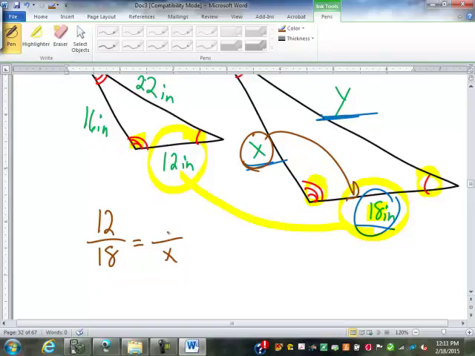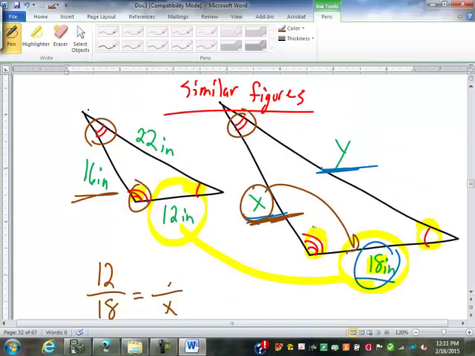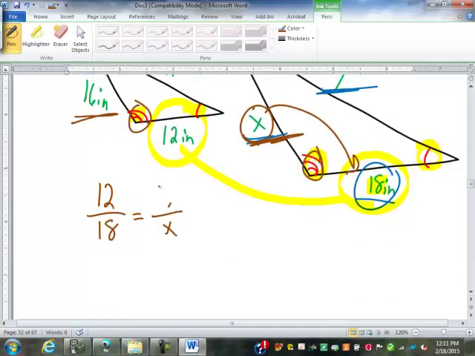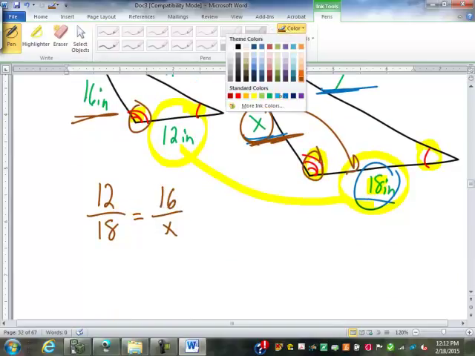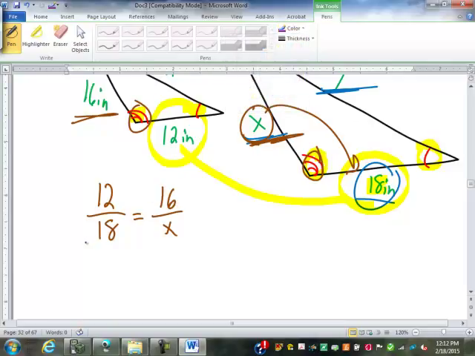What's going to go above it up here? Well, the side that relates to that side in the other triangle is the 16 inches. Again, it's between the same two angles. So it's 16 over x. And now we can cross multiply and divide. 18 times 16 divided by 12 is 24. So x is 24 inches.